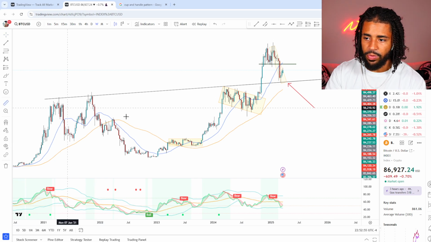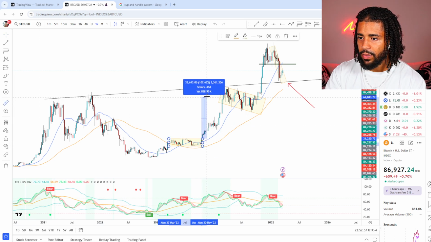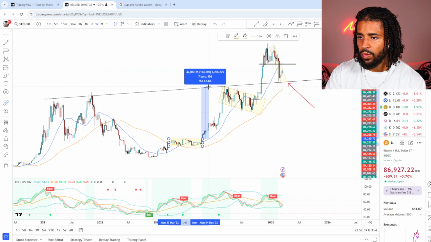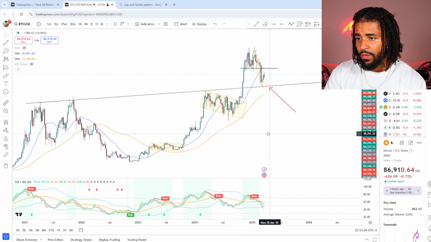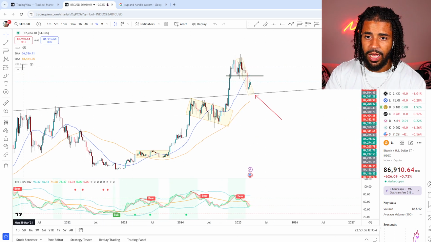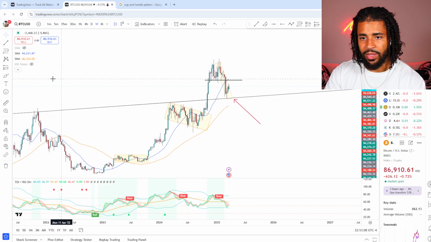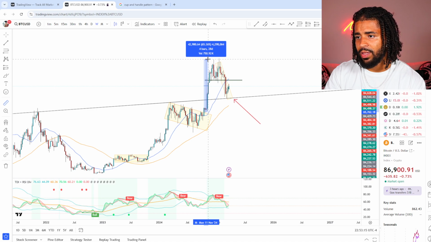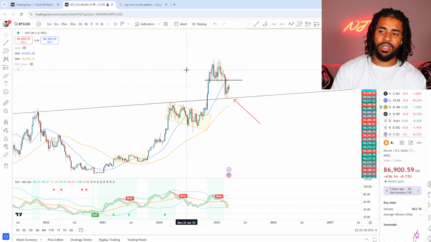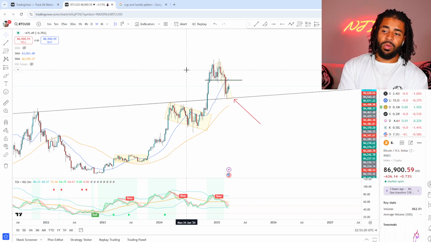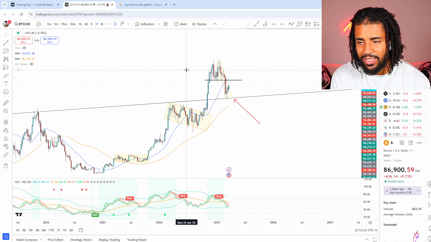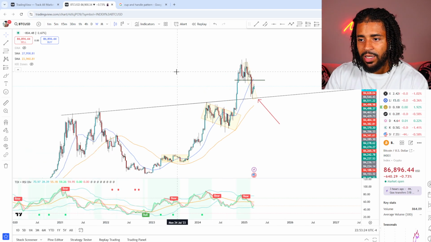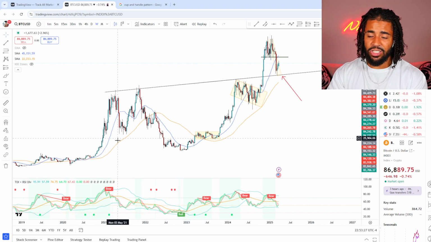Let's measure how far we moved. From the breakout to the top, we made around a $42,500 move. Now let's do the same exact thing for the most recent breakout that happened in around November. We have another $43,000 move. So we can see on average from each breakout on the weekly time frame, we're getting around a $43,000 move.